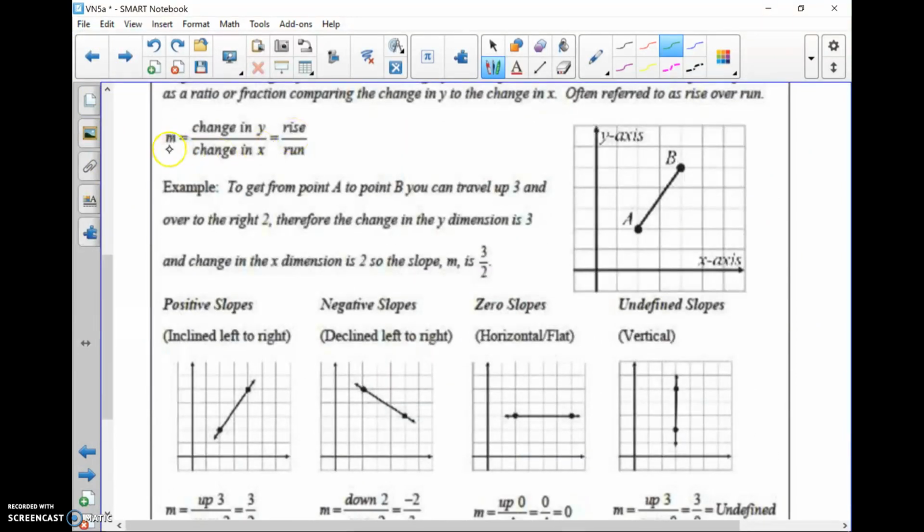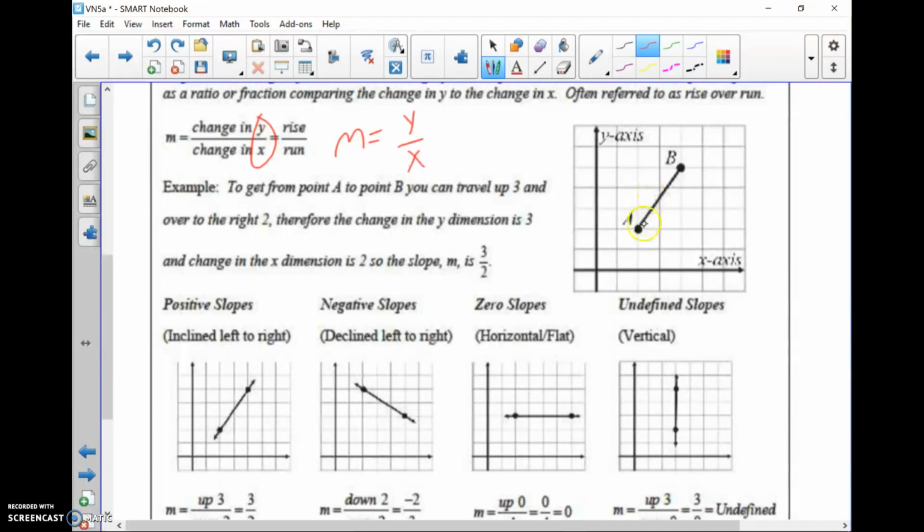We always use the letter m to represent slope, and it's the change in y over the change in x. Rise over run is a very common way of representing it that you hear a lot of teachers use, but always remember the y over x. M equals change in y over change in x: how it's changing vertically over how it's changing horizontally.